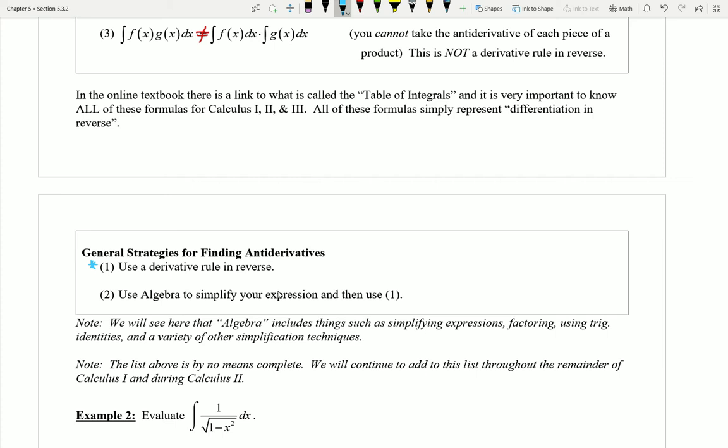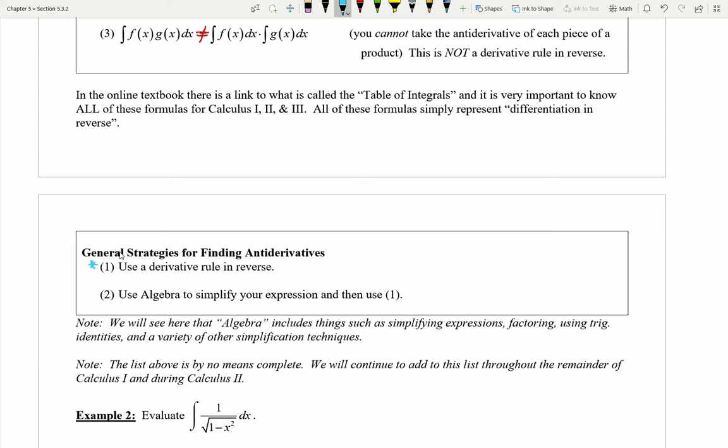And if we come across something that doesn't look like a derivative rule that we recognize, one of our other tools is to use algebra to rewrite what we have. That way we can eventually return to seeing derivative rules and just easily undoing them. As I state down here in the note, this topic of quote-unquote algebra includes things like simplifying expressions, factoring, using trig identities, and a whole bunch of other simplification techniques.